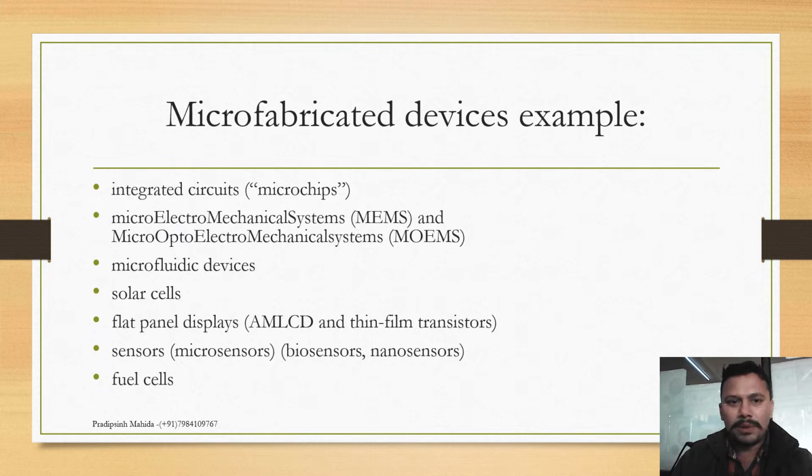What are examples of microfabricated devices? Integrated circuits, also called microchips, microelectromechanical systems, and microoptoelectromechanical systems, microfluidic devices, solar cells, flat panel displays, sensors, especially biosensors, nanosensors, and fuel cells. These are examples of microfabricated devices.